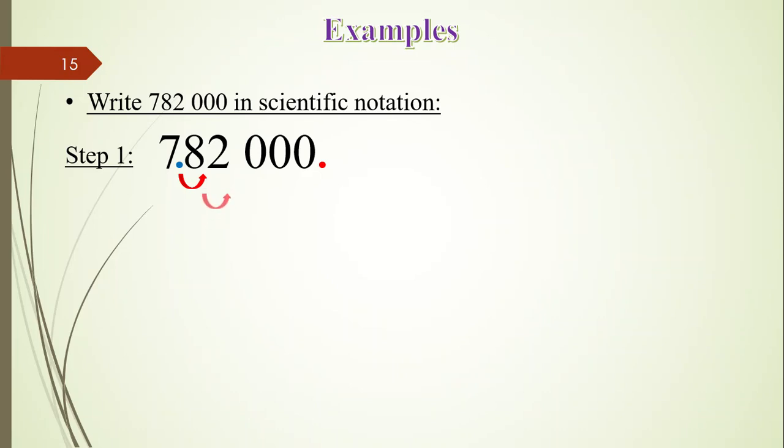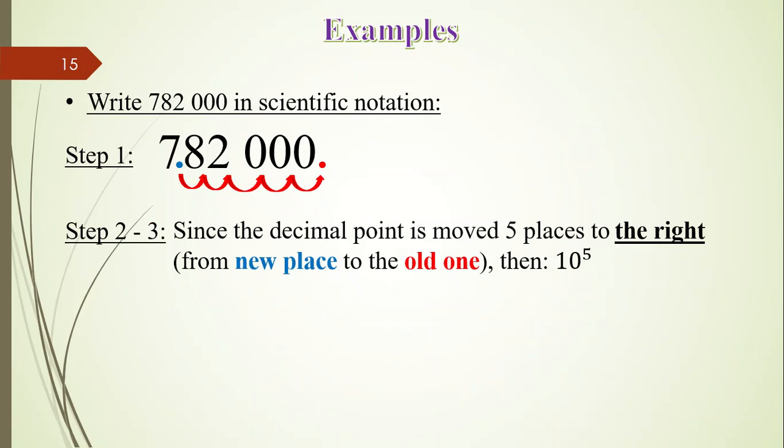So we moved 1, 2, 3, 4, 5, okay? Since the decimal point is moved 5 places to the right, from the new place to the old one, then the power of 10 is 10 power 5. And since we are moving to the right, the sign of the power of 10 is positive, okay? So the number will be 7.82000 times 10 power 5, and we can write it 7.82 times 10 power 5.